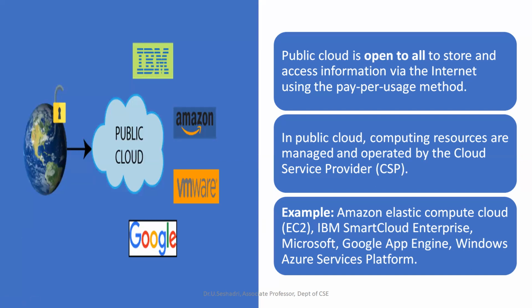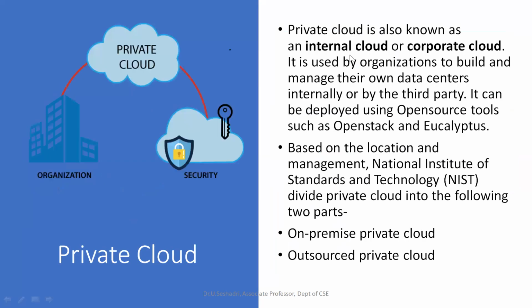Next, what is another type of cloud? Private cloud. The name itself suggests it. The private cloud is also known as the internal cloud or the corporate cloud. It is used by an organization or company to build and manage their own data centers, either internally or by using a third party. Here, the private cloud can be deployed using open source tools. The open source tools are nothing but OpenStack and Eucalyptus Cloud. They are using those for the private cloud.